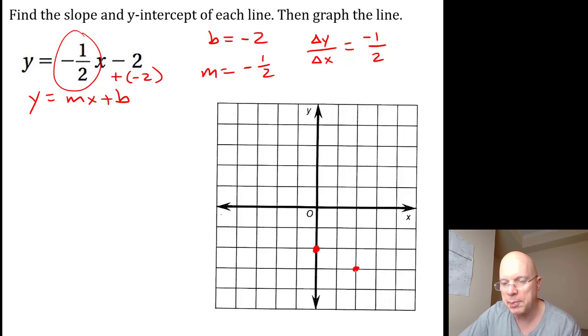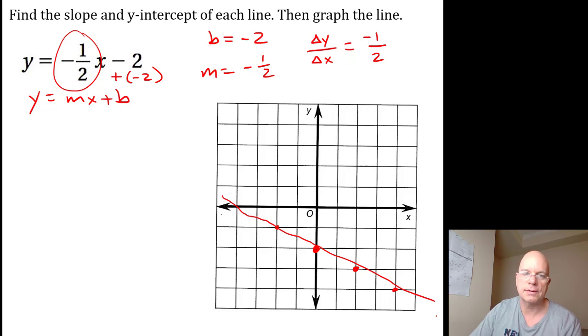And you could actually keep applying that. Down 1, 2 to the right. Up 1, 2 to the left. It's all a slope of negative 1/2. And so the line should look like this.